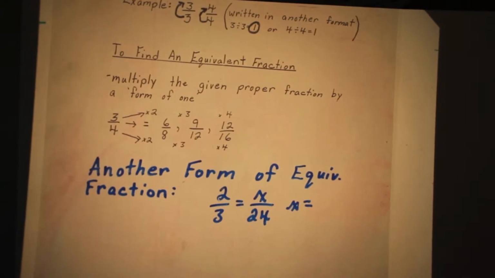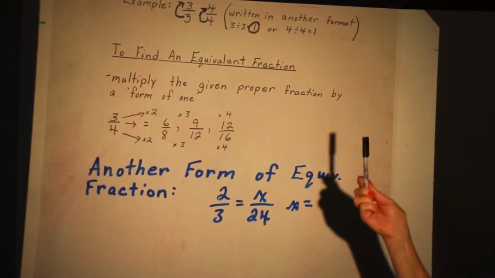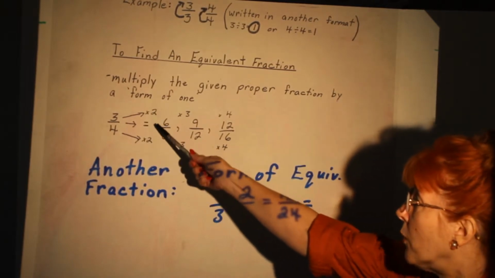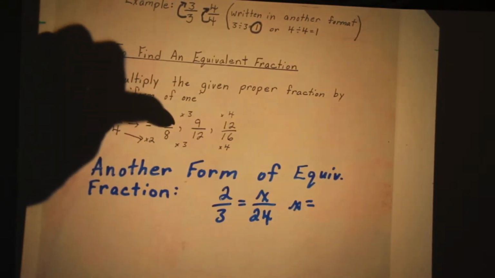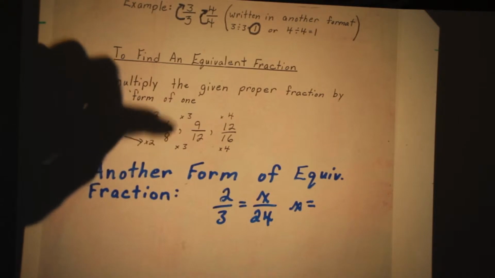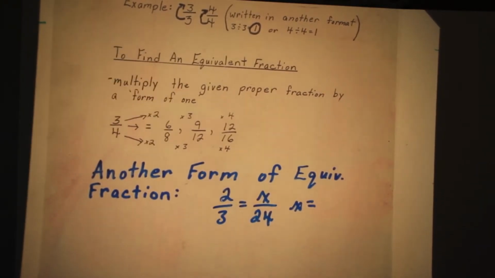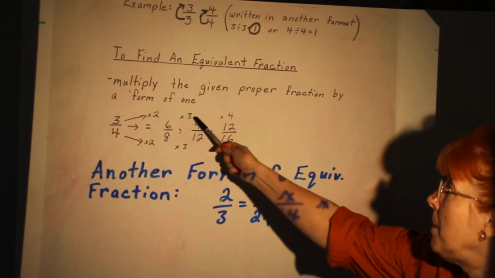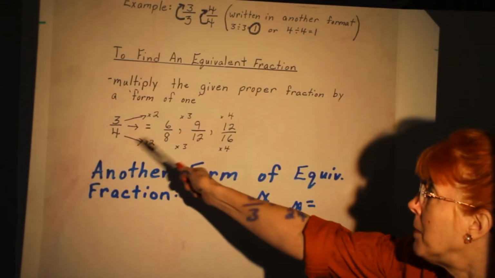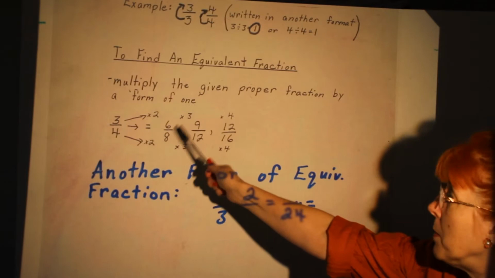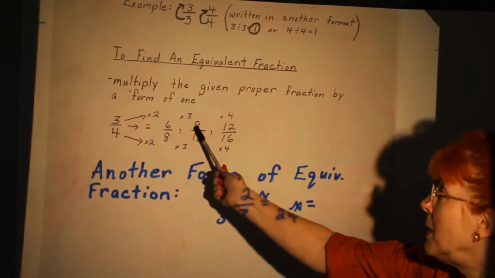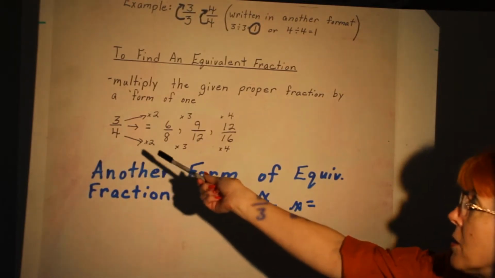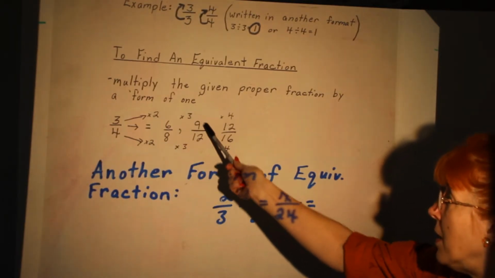If you're multiplying the denominator by 2, then you need to multiply the numerator by 2. So equivalent fractions are basically all you're doing is multiplying them by a form of 1, so 2 over 2. So multiplying the 3 times 2 gives you 6, multiplying the 4 times 2 gives you 8. If you want to multiply it by 3, if I multiply my denominator by 3, I have to multiply my numerator by 3. So 4 times 3 will give me 12. 3 times 3 gives me 9. So another equivalent fraction of 3/4 is 6/8, 9/12.